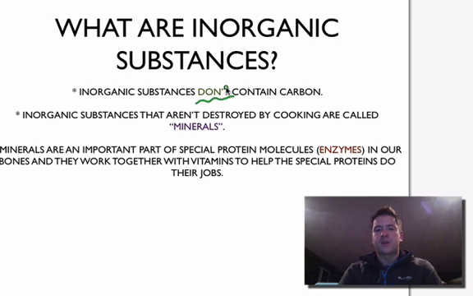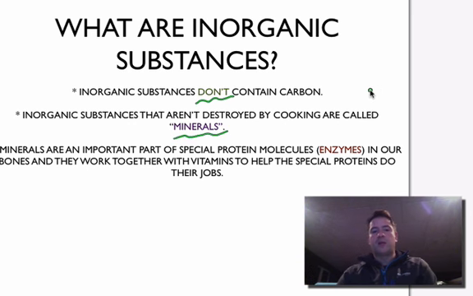So anything that doesn't contain carbon, we're going to talk about how plants and both animals and us, we all use these inorganic substances. We break them down and we can convert them into usable forms for the basis of our living. So inorganic substances, if they're destroyed by cooking, we call those minerals. And we'll see that right here. And we'll talk about why minerals are important.